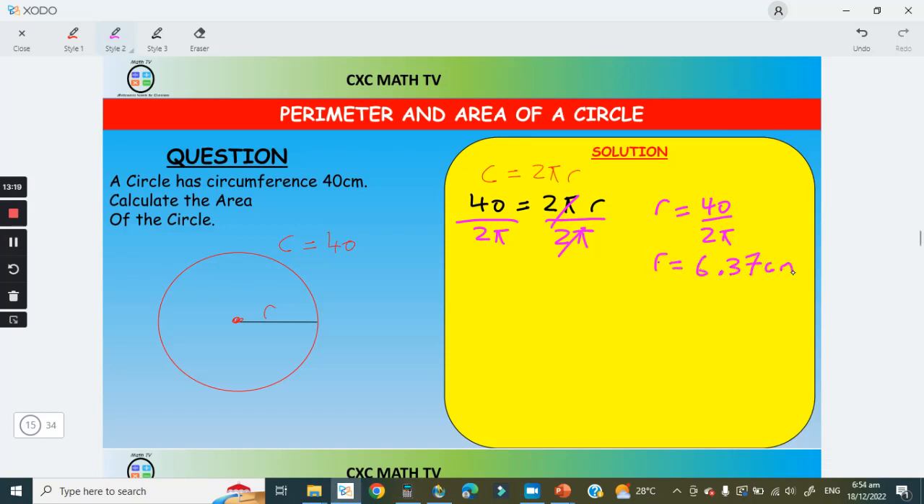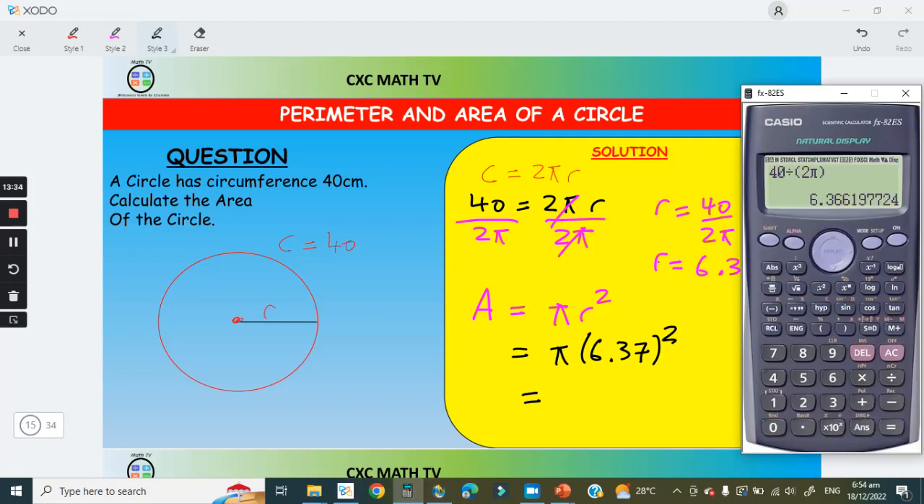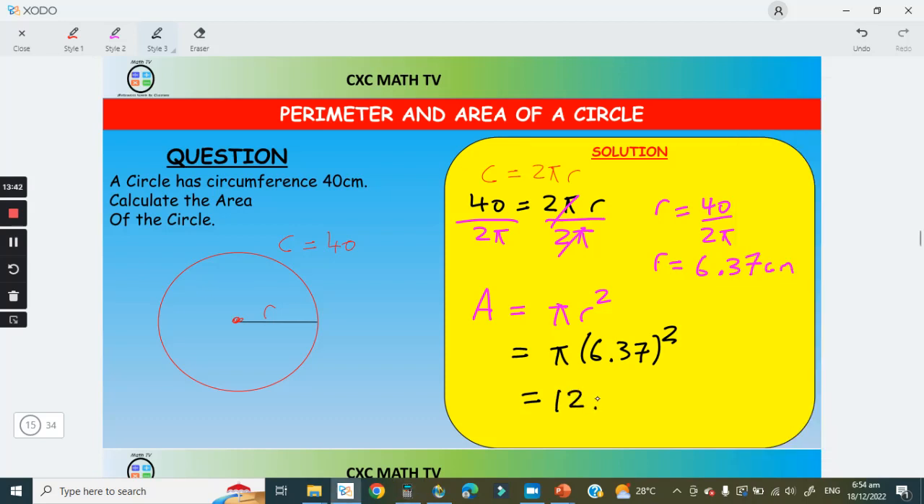6.37 centimeters. So now the area is just going to be pi r squared. So the area is pi times 6.37 squared. Put that in our calculator. This was the radius. We're going to square it, then multiply it by pi. We'll put all of that in the calculator and we'll get 127.3 centimeters squared. That's your answer. Nice.